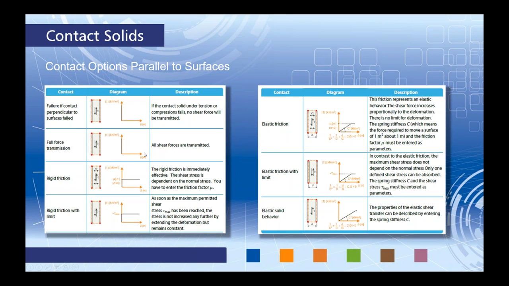Full force transmission, this means that all shear forces will be transmitted. This is despite whatever is going on normal to our surfaces. We'll always have full transfer of those shear forces. Rigid friction is what we'll be utilizing today. This is where we will be given the option to enter in a friction coefficient factor mu. So as we know with shear forces, they can sometimes be dependent on our normal forces times our friction factor mu. So that's what we'll be utilizing today.